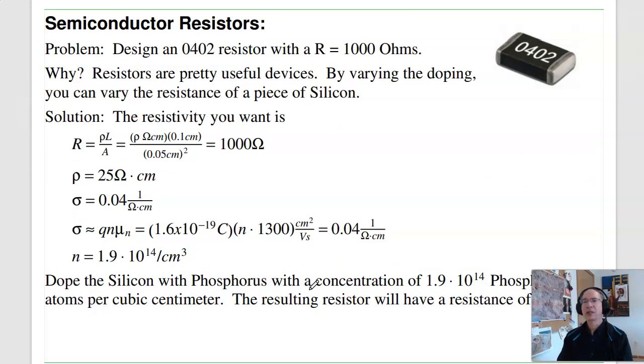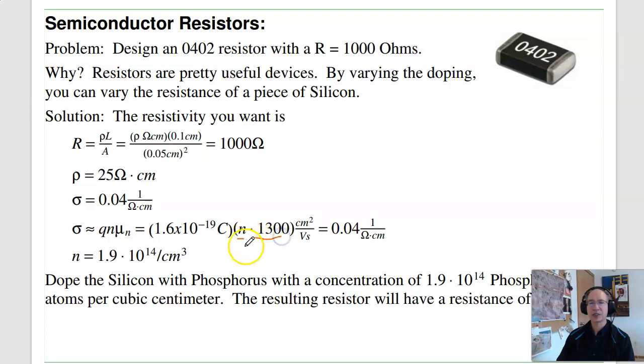As an example, suppose I want to build an 0402 resistor that's 1,000 ohms. Going backwards, I want the answer to be 1,000 ohms. So given the dimensions, I know the resistivity. Whenever that's the conductivity, I can now pick. Do I want to use N-type or P-type? It really doesn't matter. If I say N-type, then the mobility is 1300. I can solve for N. And here's the doping that I need to make a 1,000 ohm resistor. That's an 0402 with these dimensions.